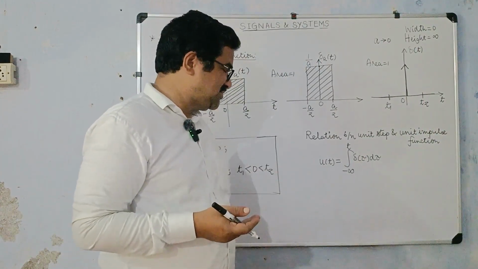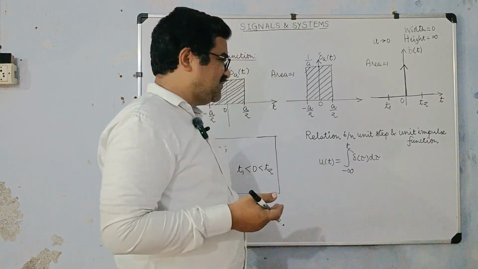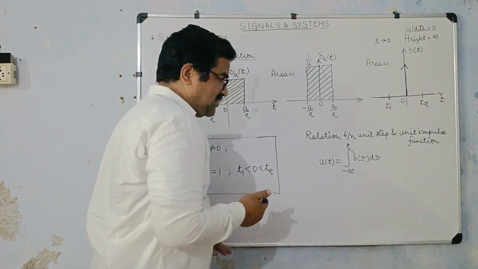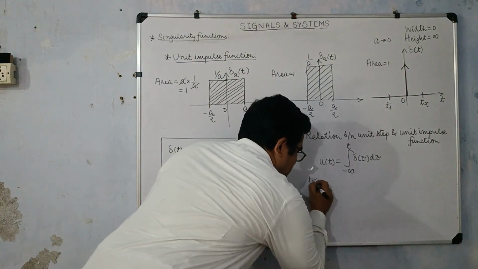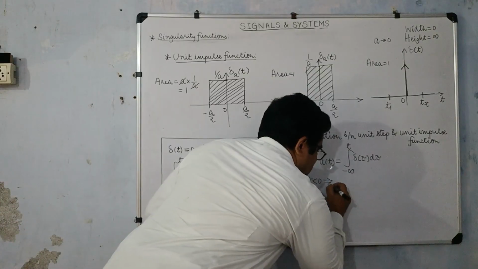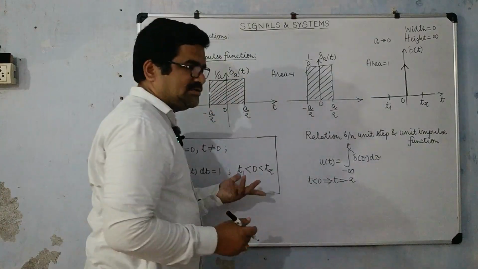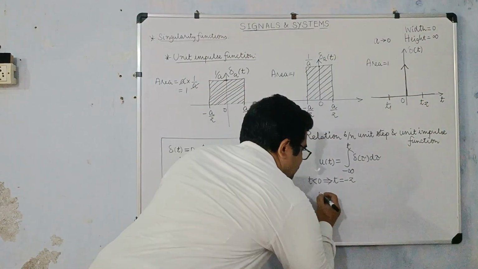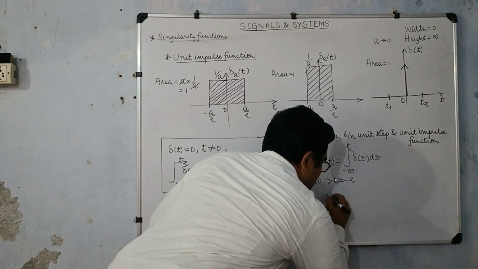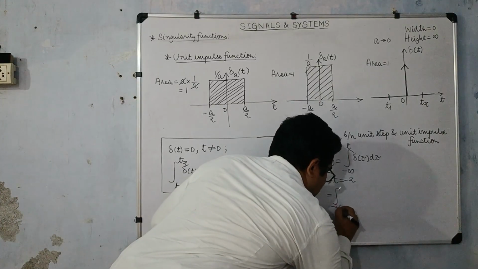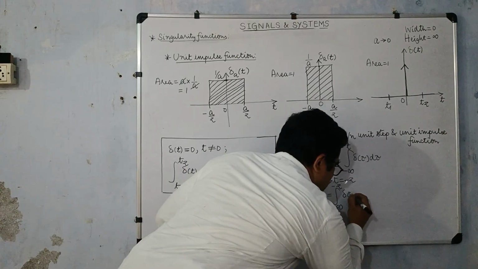Okay, we can verify it. That is, the integral from minus infinity to t of delta of tau d tau gives you u of t. We can verify it. Suppose, for example, t is less than 0, maybe let us say t is equal to minus 2, for example, I am taking. So what will be my integral if t is less than 0? What will be my integral? The integral from minus infinity to minus 2 of delta of tau d tau.